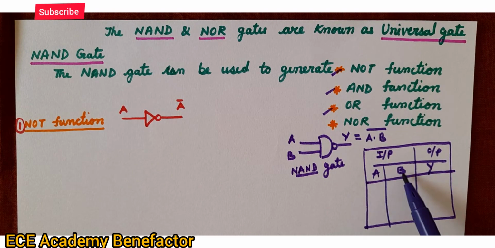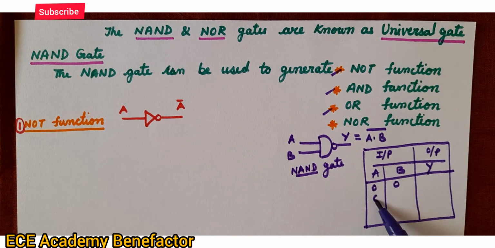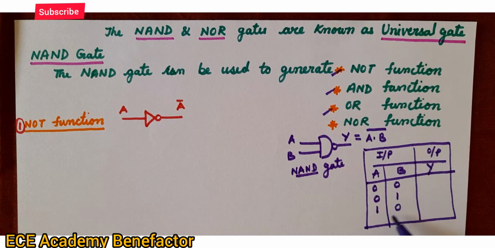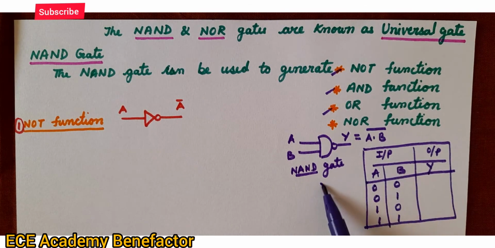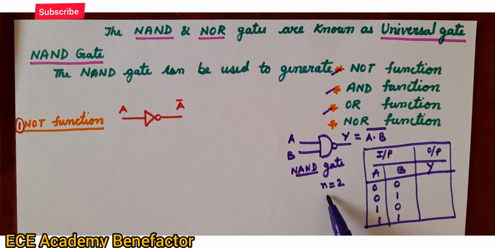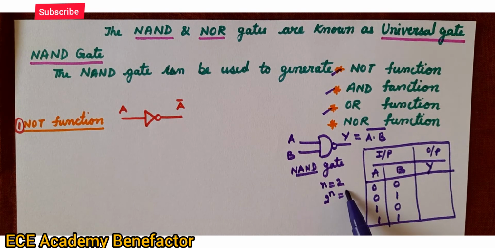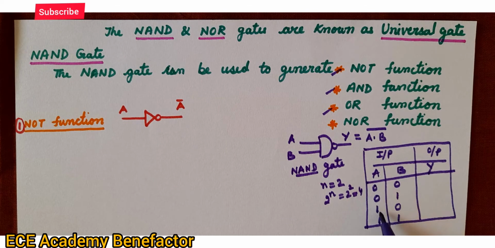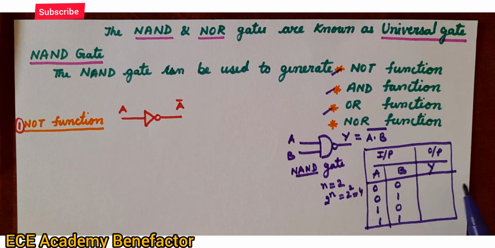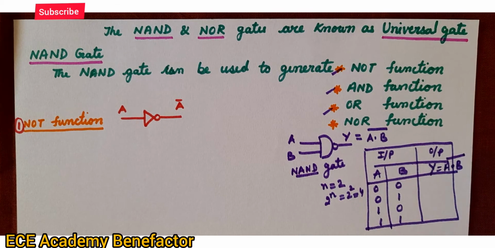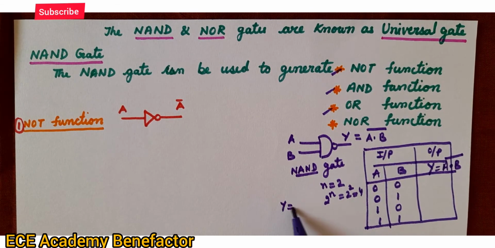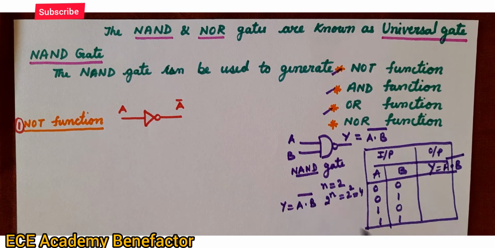So when you are having two input variables, we can have four possible combinations: 0 0, 0 1, 1 0, 1 1. Okay, so how to write? Here two variables are there. So how many possible combinations? 2 to the power n, that is 2 to the power 2 is equal to 4 possible combinations: 0 0, 0 1, 1 0, 1 1. What is the expression for Y? Y is equal to A dot B the whole bar.